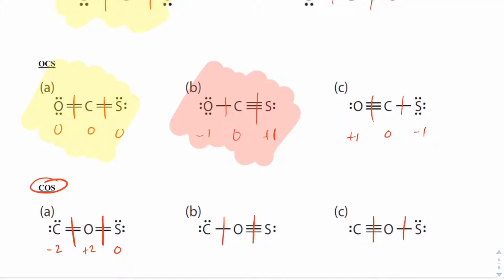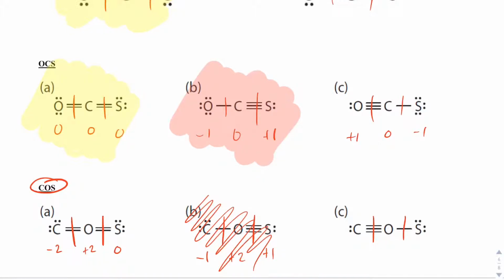This one is -1, +2, and +1. This one doesn't even add up. This one could be no good. It doesn't add up to be neutral.